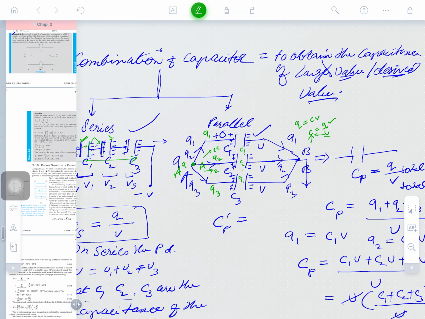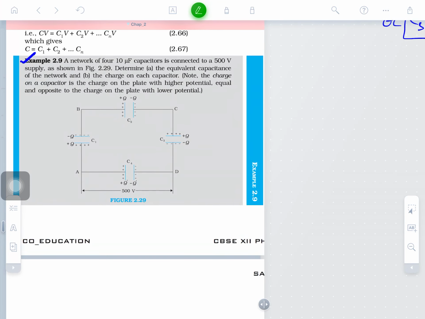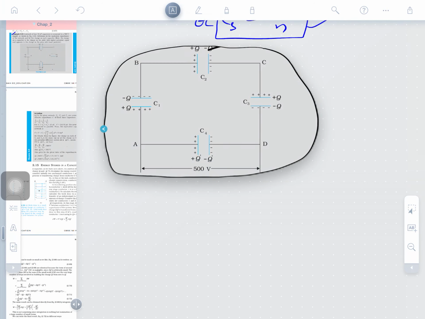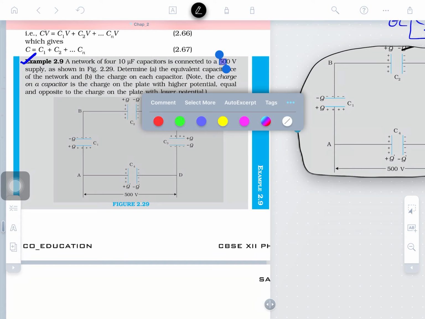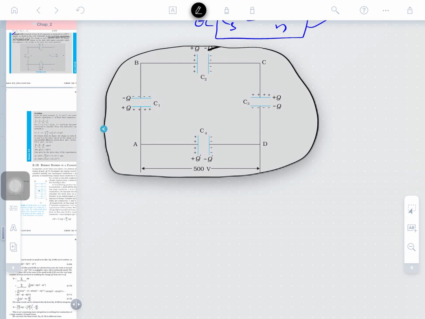Well understood? Now see, a numerical will help you understand the topic well. You may see the numerical on your screen. The question is: a network of four 10 microfarad capacitors is connected to a 500 volt supply, as shown in the figure. First, determine the equivalent capacitance.